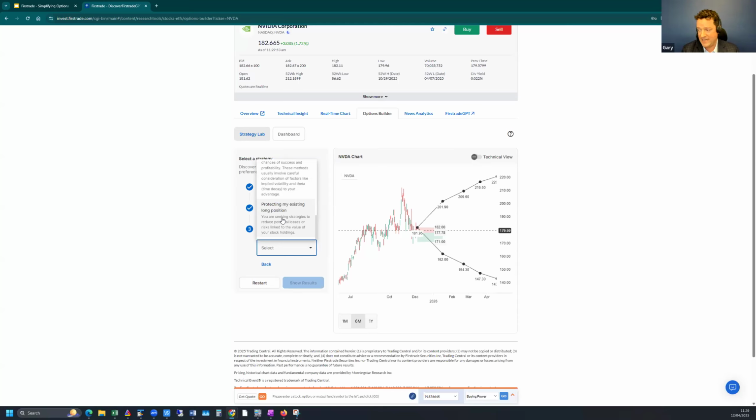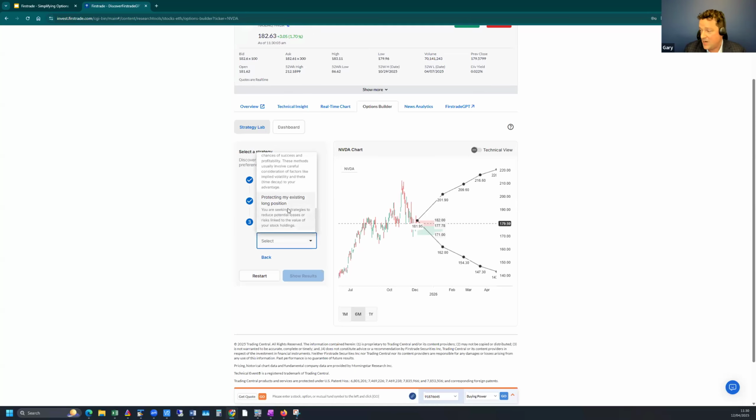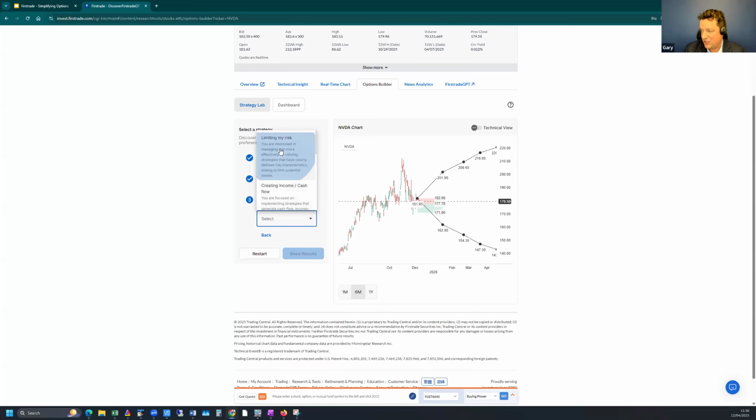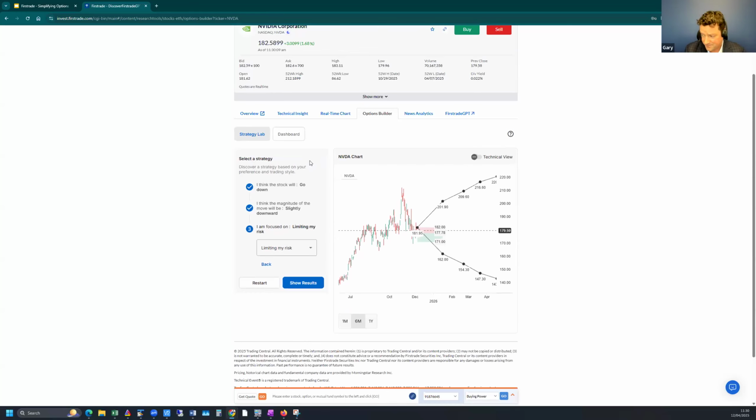So, of course, protecting my existing long. If I'm long 100 shares of NVIDIA right now, how can I protect myself on the downside if I don't want to give up my shares? Okay. And here we go. So I'll just select, for now, limiting my risk just to show you how this works.